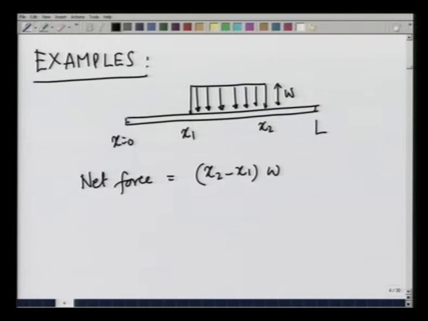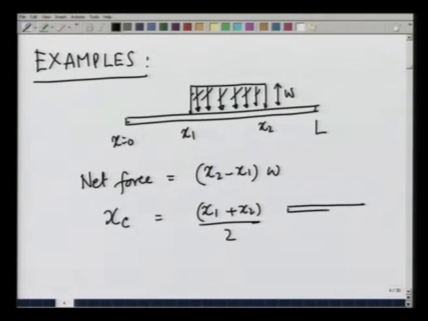And where does it act? It acts at the centroid of the area formed by this force distribution and the beam, and the x centroid is nothing but (x1 plus x2) divided by 2. Therefore, I can replace this entire force or represent this entire force like this. This is the beam, this is where it is hinged. The net force is of the amount W(x2 minus x1) acting at a distance. This is x1, this is x2, at a distance.